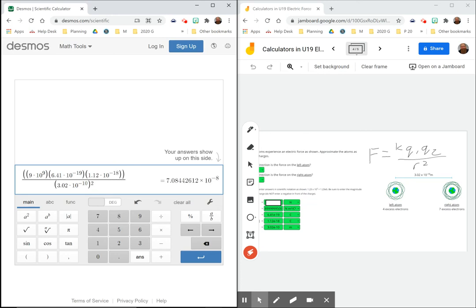And there is our answer, 7.08. And we can see, just because of some little functions here, it's 7.09, but if you put 7.08 in, it'll give you the answer here. And once again, we change the times 10 to the to an E, negative 8.